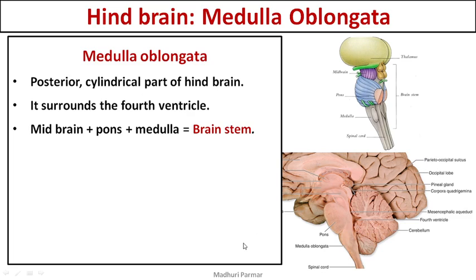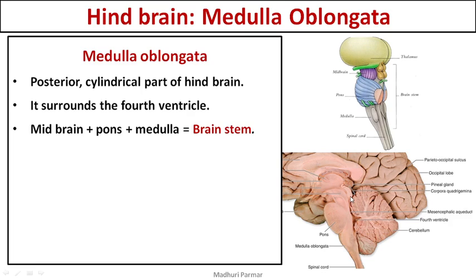Then comes the third part of your hind brain, which is called medulla oblongata. So we have seen the midbrain, beneath which is pons. Then you have medulla oblongata. This medulla oblongata is posterior. Posterior matlab पीछे की तरफ. Cylindrical part. You can see it is almost like a cylinder. Here it is better visible, okay, in a real life brain diagram. So here is your medulla oblongata. And it is a cylindrical part of your hind brain.